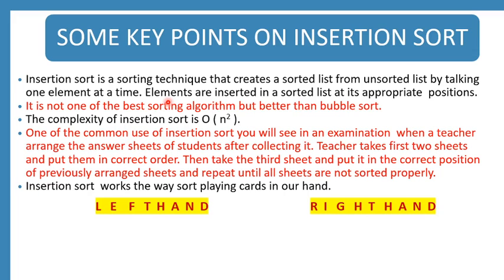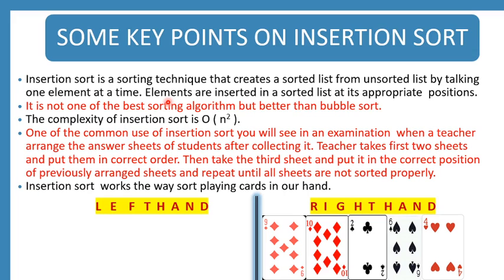Okay, now the second example you will see while you are playing cards. Let us suppose you have picked 5 cards randomly in your right hand. The 5 cards are 9, 10, 2, 6 and 4. Now what you will do, you will take one card at a time and put it in your left hand, but you will put it in a proper sequence.